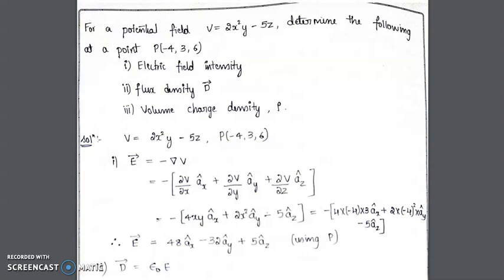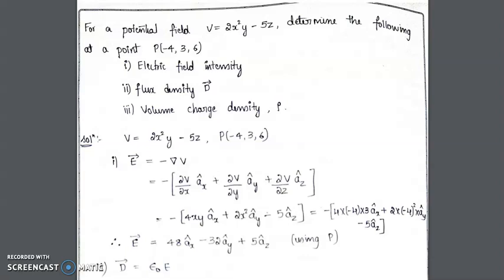Using the potential gradient equation, the relation between the electric field intensity and the gradient of V, we can write E is equal to minus del V. So electric field intensity is equal to minus the gradient of potential. Del V can be written as dou V by dou x into Ax cap plus dou V by dou y into Ay cap plus dou V by dou z into Az cap. Here V is 2x square y minus 5z.